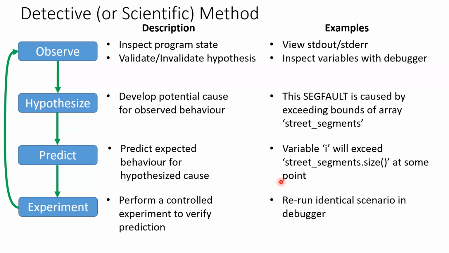Then you run a controlled experiment by rerunning an identical scenario in the debugger, and you observe and validate the hypothesis if it's correct and invalidate it if it's not. Then you can eliminate that. Then you start your cycle again.